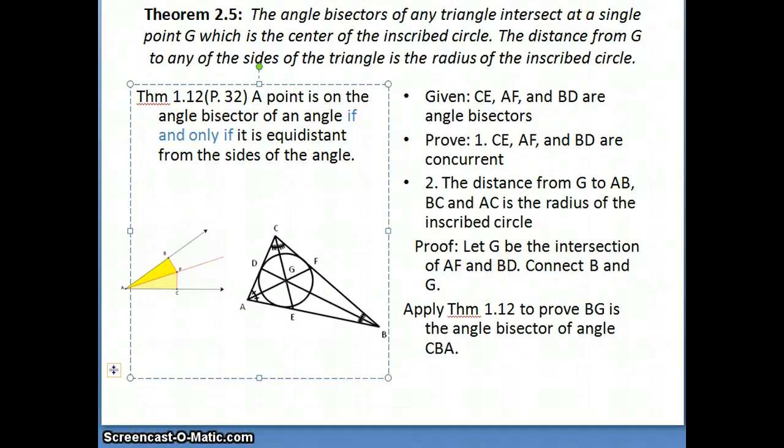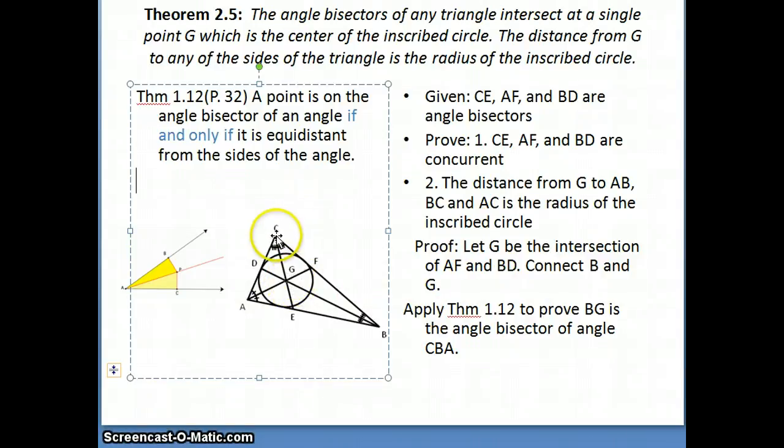This is one of the homework assignments, so I'm just going to give you a hint of the main idea of this proof. First, we know that any two lines, if they're not parallel, must intersect. So from the picture here, we can assume that AF and BD intersect at the point G.